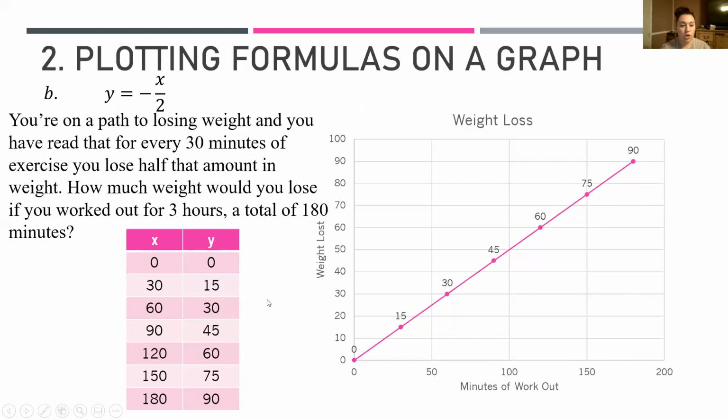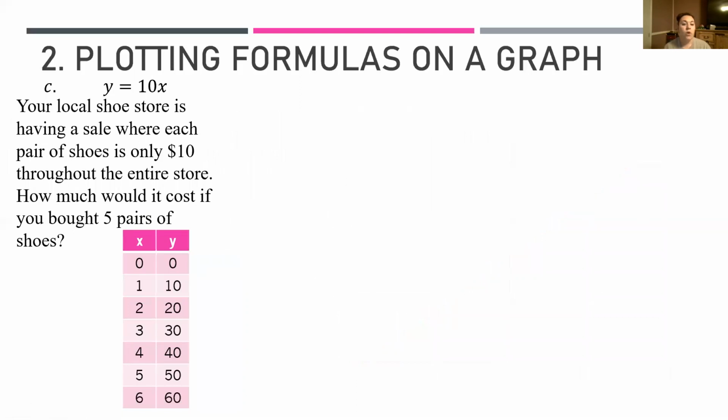Okay, so on to our next one. So y equals 10x. Your local shoe store is having a sale where each pair of shoes is only $10 throughout the entire store. How much would it cost if you bought 5 pairs of shoes?